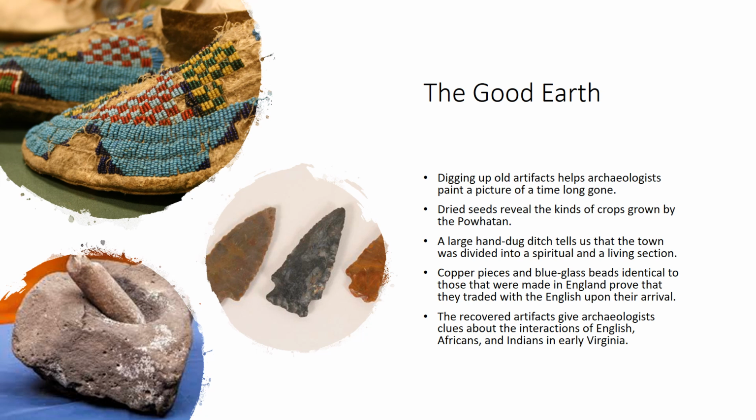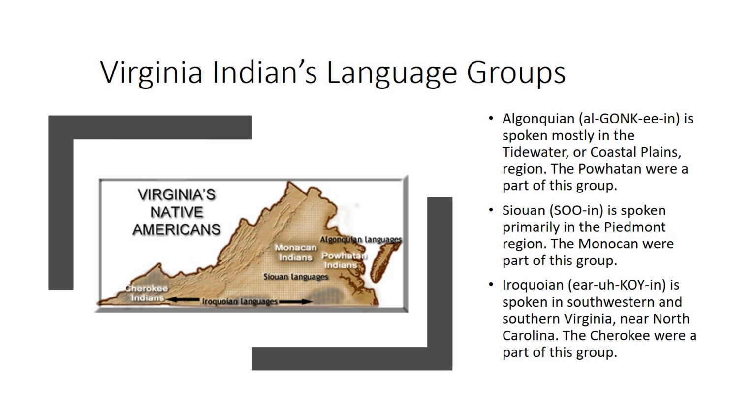For example, dried seeds reveal the kinds of crops grown by the Powhatan. A large hand-dug ditch tells us that the town was divided into a spiritual and a living section. Copper pieces and blue glass beads, identical to those that were made in England, prove that they traded with the English upon their arrival. Now let's talk a little more about the First Nations to call Virginia their home.